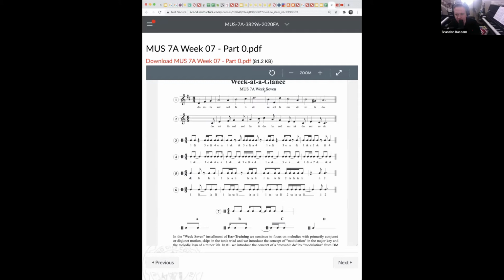So we get a new do there. So what I'm going to do is I'm going to put a little line right here, and I'm going to put an A and a colon to show that we've switched keys from D to A. So we have a little modulation in the middle of our piece. That's what's up with that.